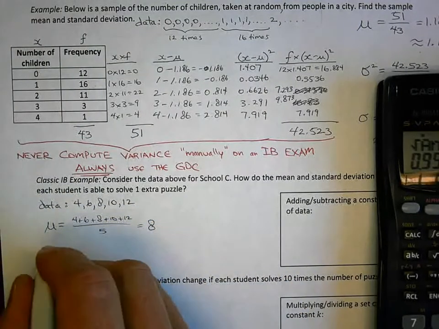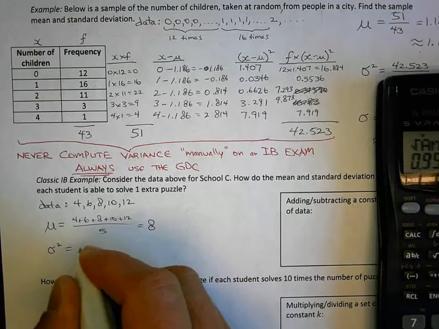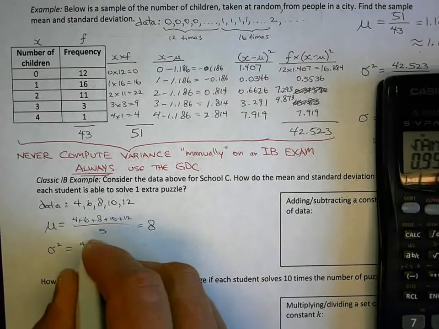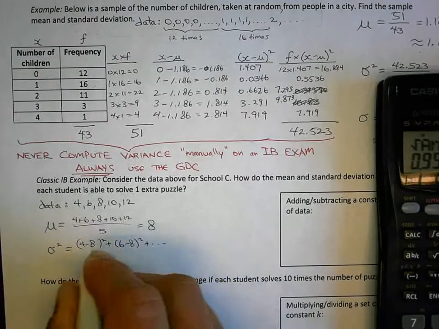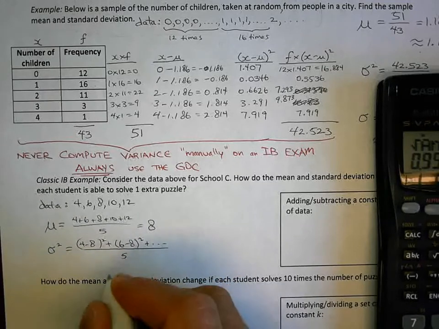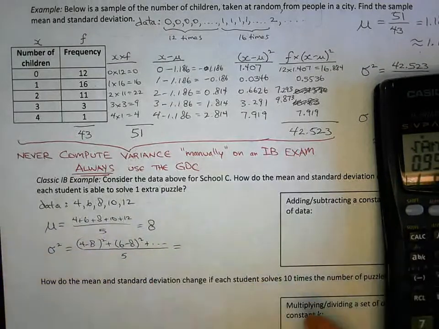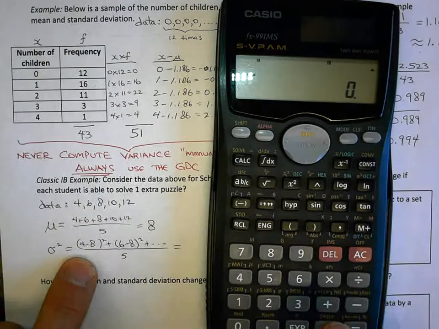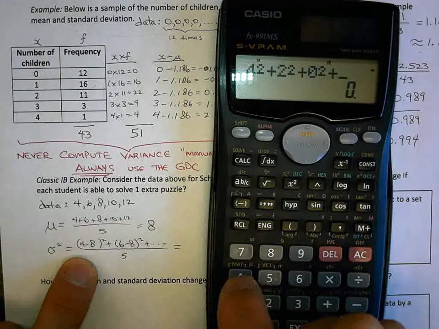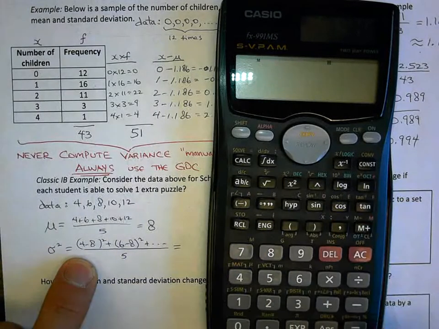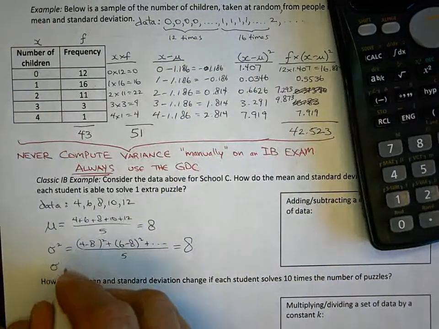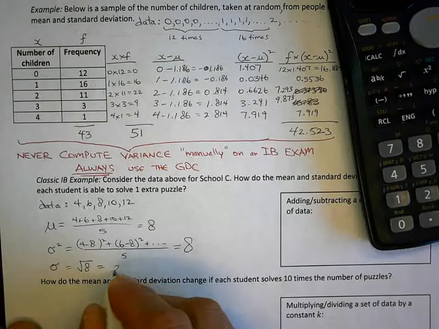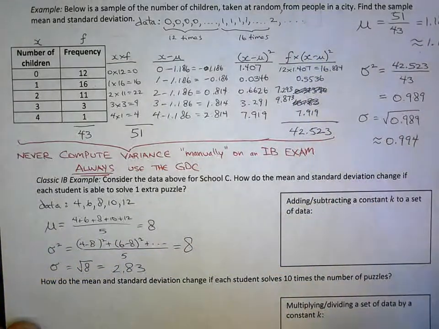For the standard deviation, or the sigma squared, or variance, I'm going to have to take each number, subtract from the mean, and square it. And if you do that, you get, what's this going to be? 4 squared plus 2 squared plus 0 squared plus 4 squared plus 2 squared divided by 5. You also get 8. The standard deviation is the square root of 8, which is going to be 2.83. Same thing we had last time.